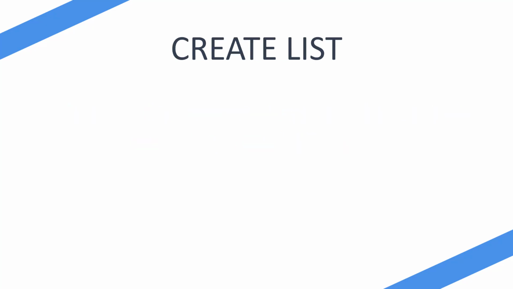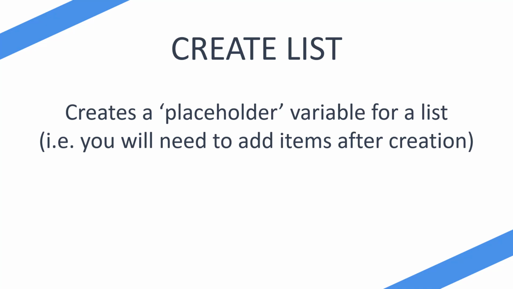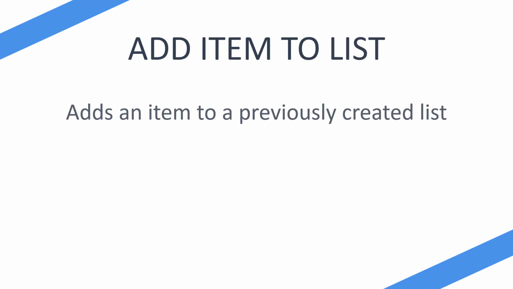Now to do this, when we're actually going through our demonstration, we're going to be touching on two other actions. Those actions are the create list, which essentially creates a placeholder variable for a list, and this allows us to then add items to it once it's created. And to add items to that list, we're going to use the add item to list action, and this effectively adds an item to the previously created list. Now I'm not going to go into too much detail in this video about how you use this functionality, because I actually have a video on my YouTube channel that goes more in depth into this. So if you're interested in that, please check that video out.